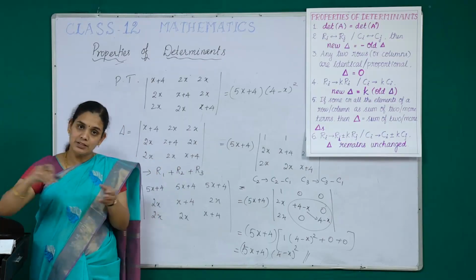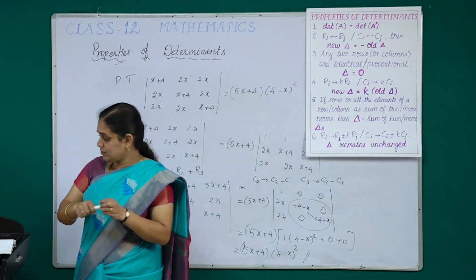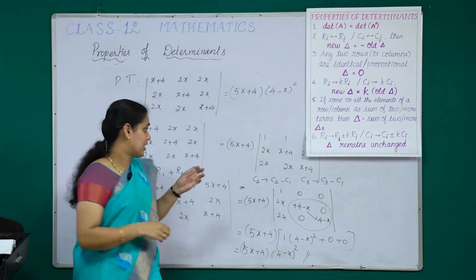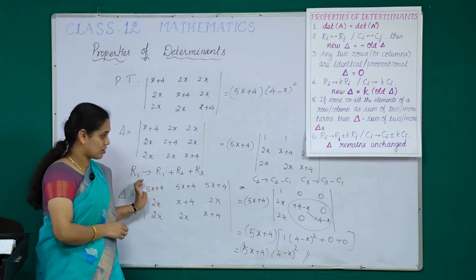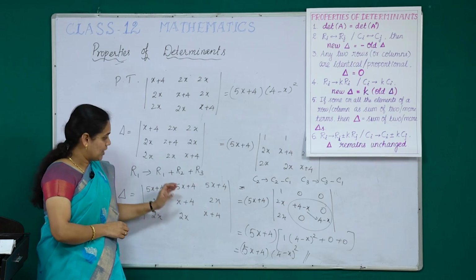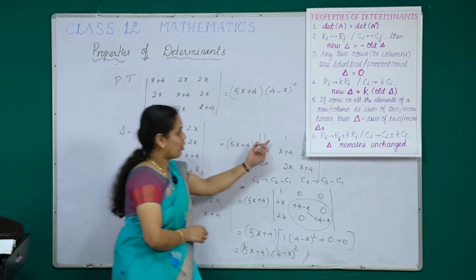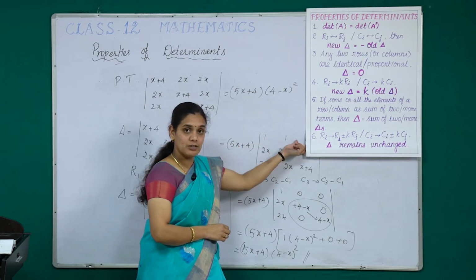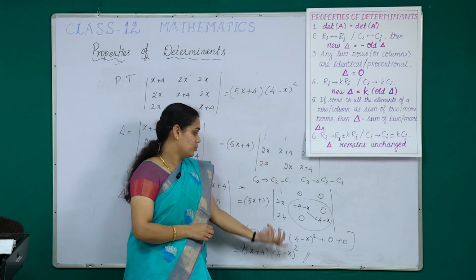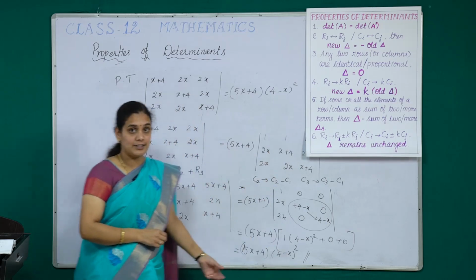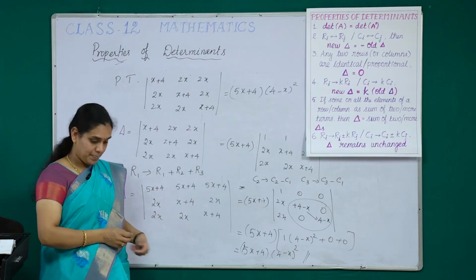This is the common method. You can try to make any one of the columns or rows have the same element, and then take it out, and you will get all 1s. Then make two of the ones zeros, and then you expand it, you will get the answer easily. It's an easy method. Yeah.